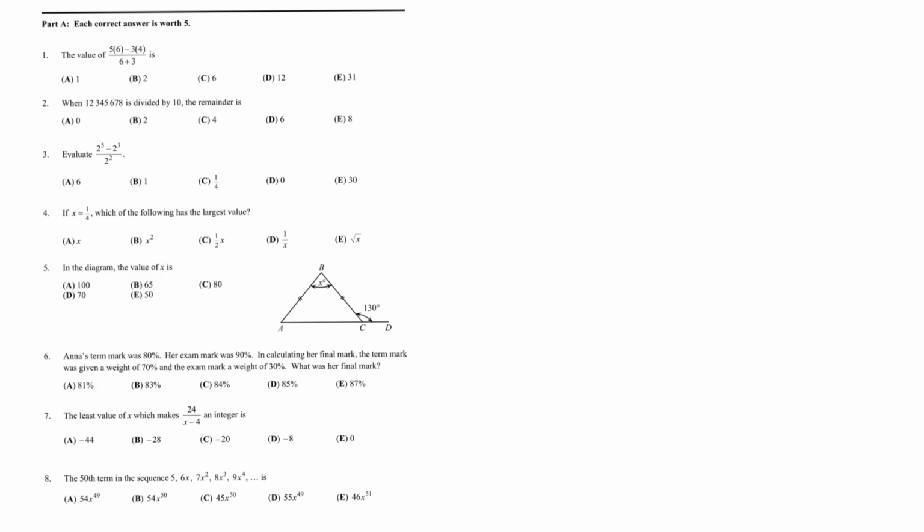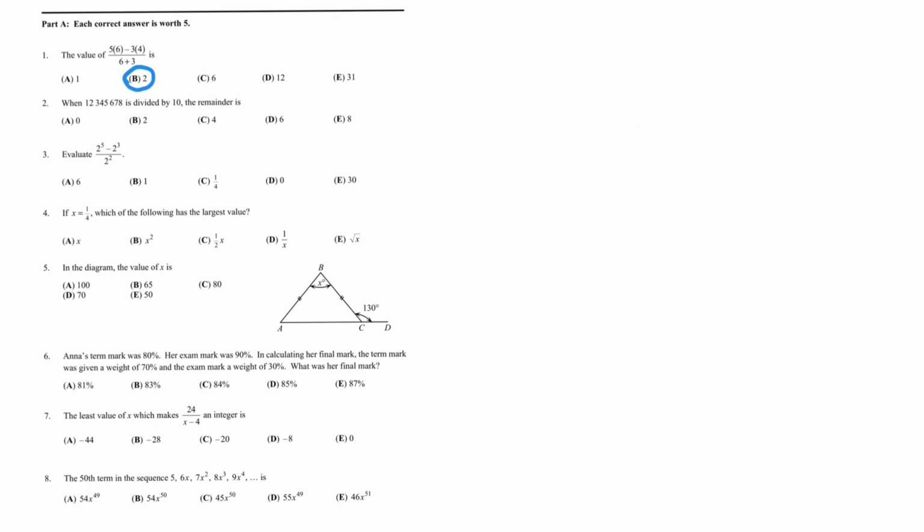Number 1. The value of (5 times 6 minus 3 times 4) over (6 plus 3). 5 times 6 is 30, minus 3 times 4, that's 12, over 6 plus 3, that's 9. So 18 over 9 is equal to 2. So the number 1 answer is B.